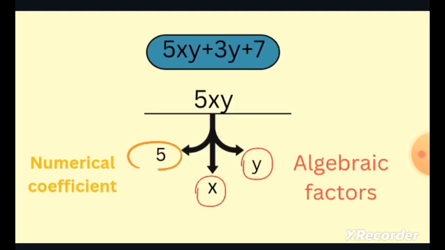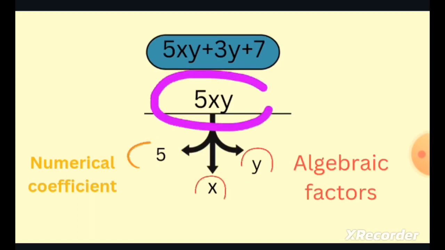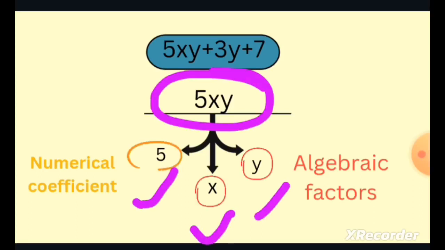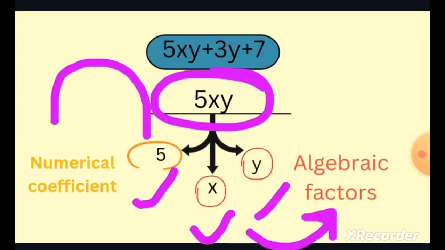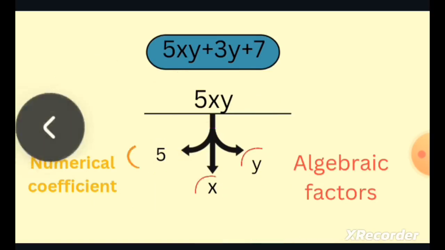Now, after splitting 5xy, we got 5x and y. We know that x and y are the variables and they are known as algebraic factors. And 5 is a constant which is known as the numerical coefficient. Why is it a coefficient? Because it is just attached to the xy. X and y are the variables, and the number which is attached to the variable is known as the coefficient.